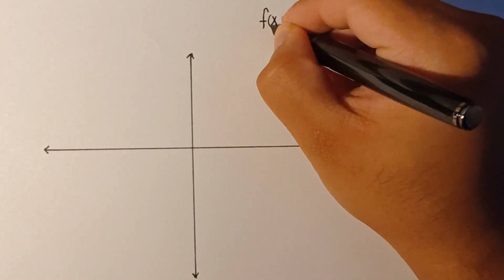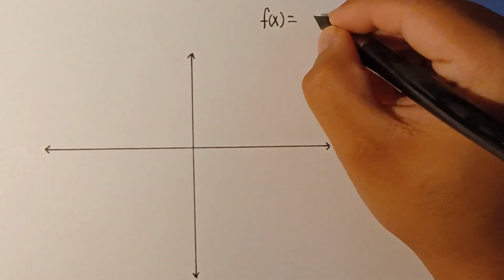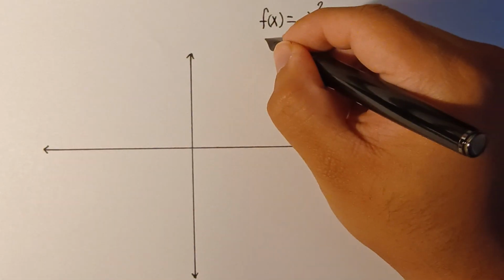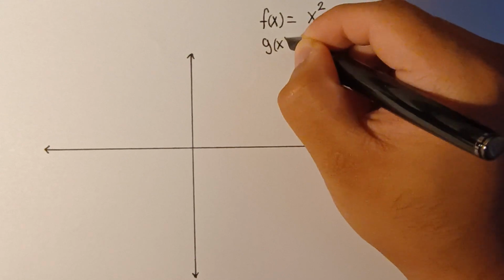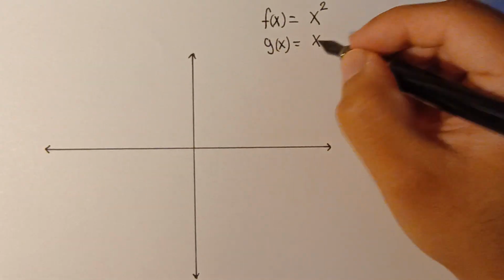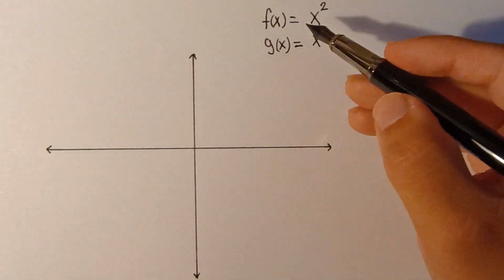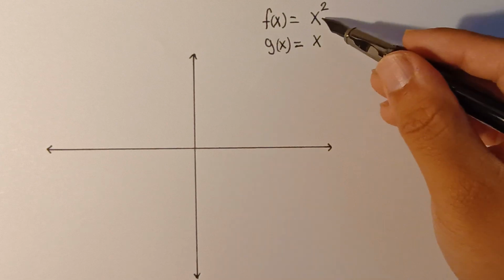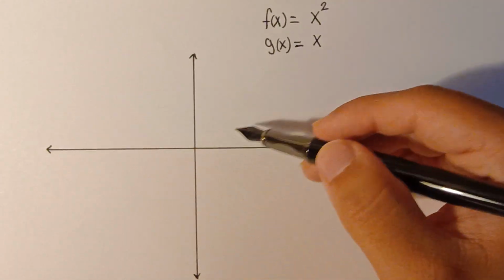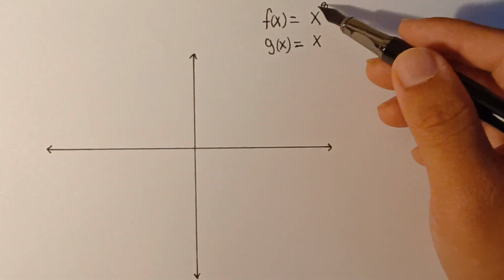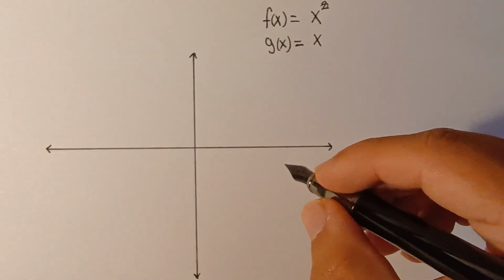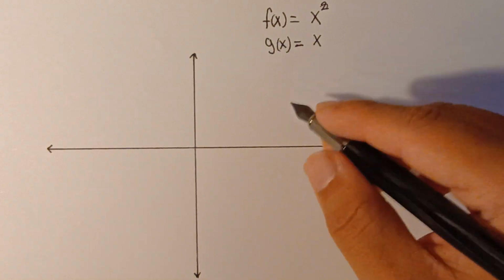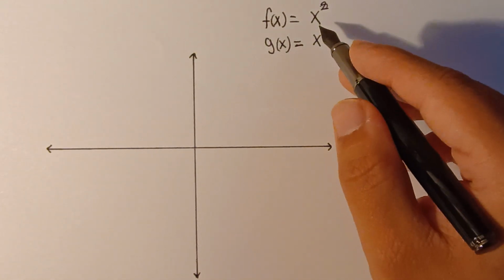So let's say we had the function f of x equals x squared, and let's do g of x, let's just leave it as x. So we're going to do f of x first. When we want to draw a line that represents this function on a graph, you just start plugging in some numbers so you can get a general form of it. Let's do the easiest numbers first.